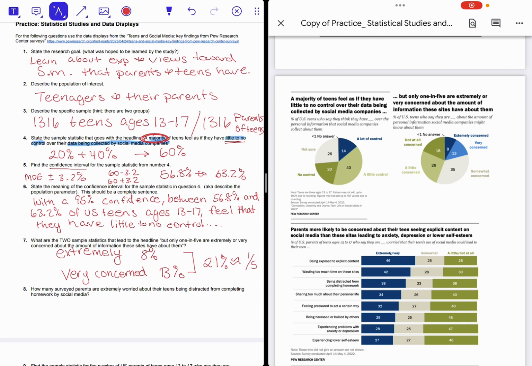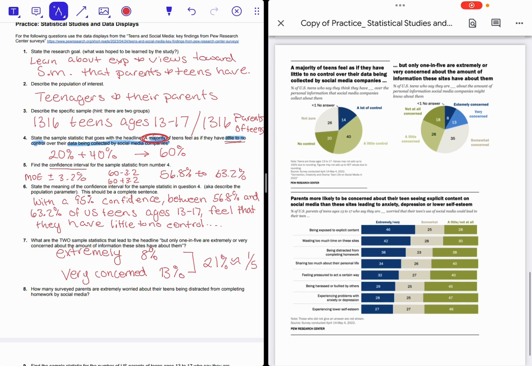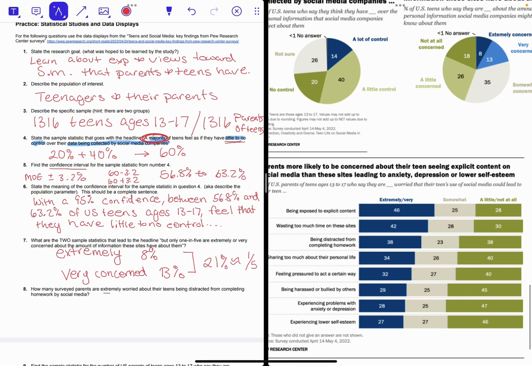So how many of the surveyed parents, so we're going to try and transition our percentages from our study back into numbers, are extremely worried about their teens being distracted from completing homework by social media? So we want to go to this bottom chart. We're focused on parents and are extremely worried, so that's the dark blue, and being distracted from homework is the 3rd row down, and I see that it's 38% of the total parents surveyed. Well, of the 1,316 parents we surveyed, that would just be 0.38 times the 1,316, which rounds to about 500 parents. A sizable number.